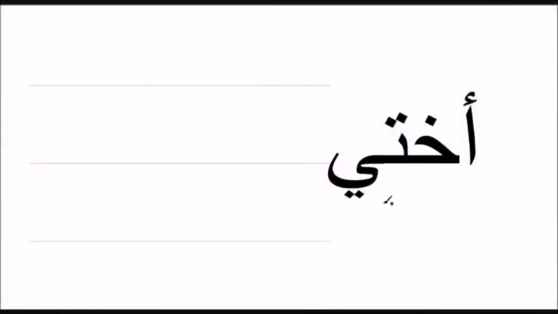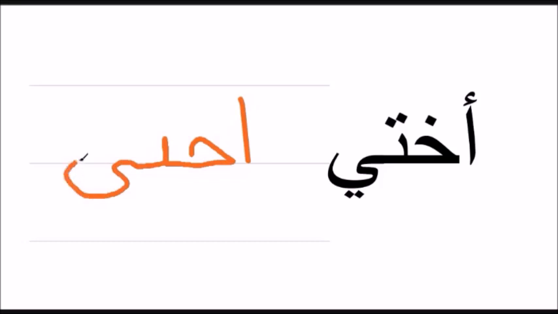We have the word ukhti in print, which means my sister. Let's see what it looks like when handwritten. We start with an alif starting high and ending at the line, and then the letter kha, which begins like this. We nearly close the letter, but carry on to the ta, which rises to a similar height as the kha, and we end with a final ya.